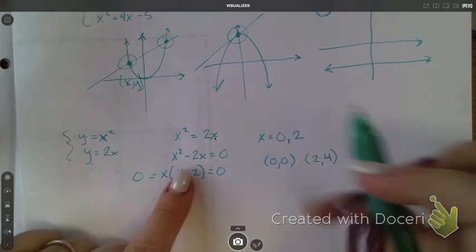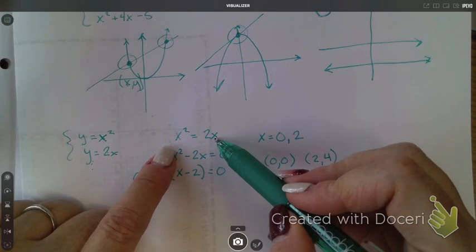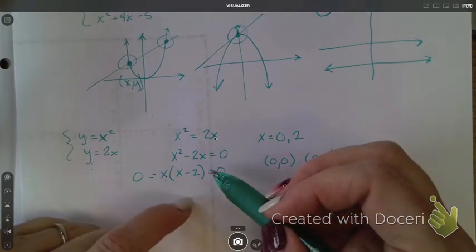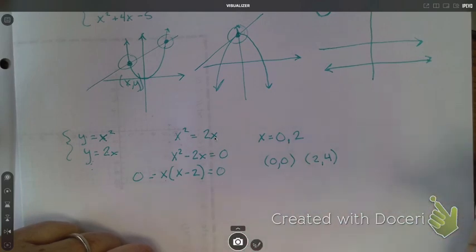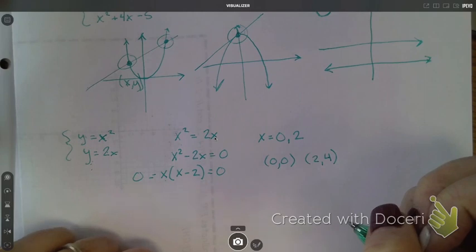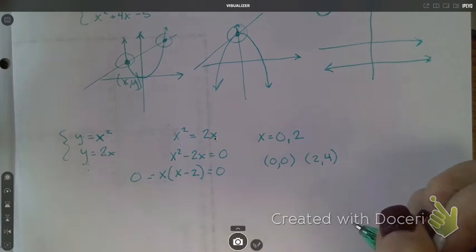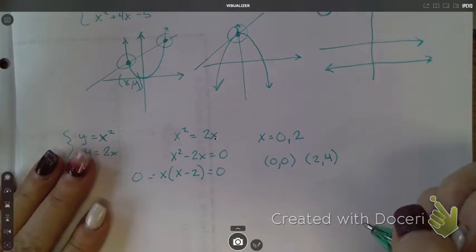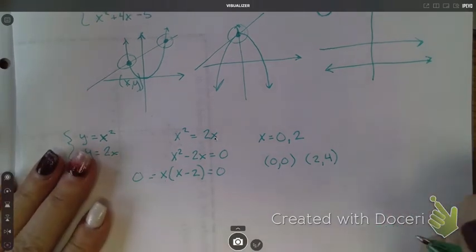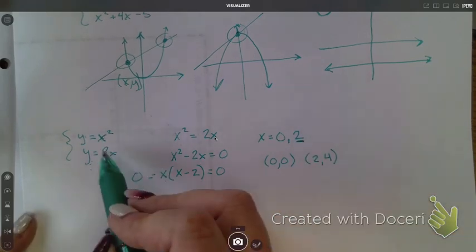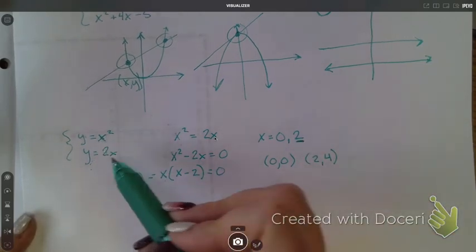So basically, after you set them equal to each other, it's what you've been doing. If we can't factor, we have to use the quadratic formula. You'll figure out when it makes your life horrible, and you won't want to do it anymore. How do you get (2, 4)? Because we plugged in 2 to either one, and 2 squared is 4, and 2 times 2 is 4.